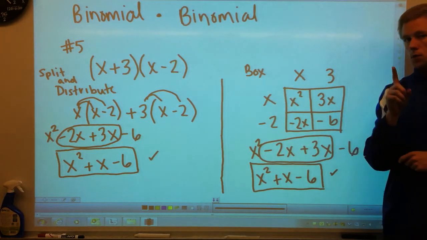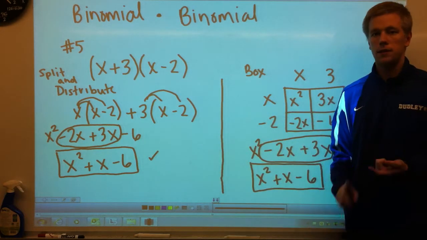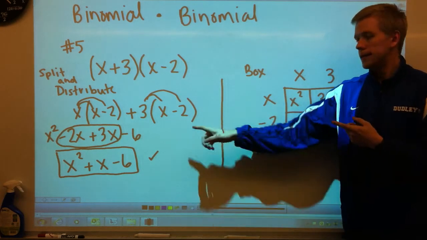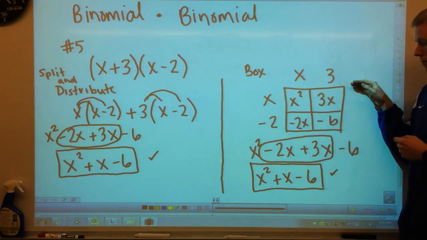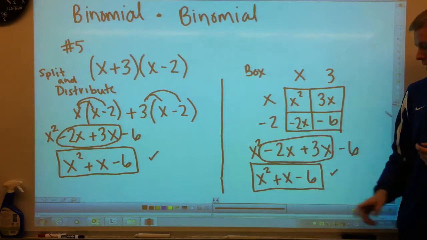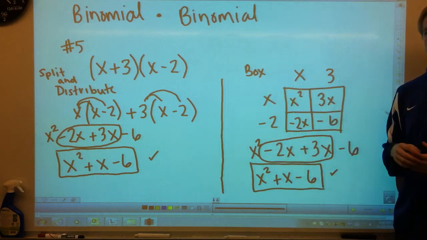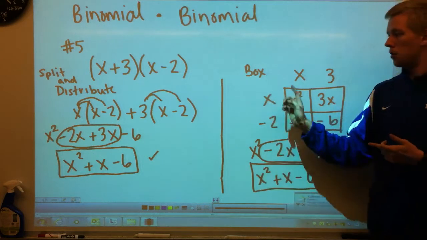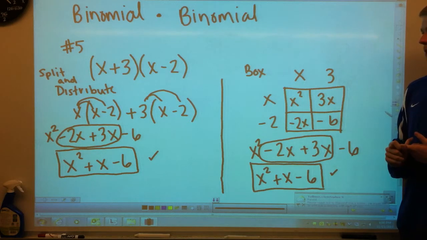So you need to pick whichever way you like and stick with it. If you like to split and distribute when we're practicing these, or when you're doing your homework, stick with that method. Don't go from split and distribute to box. If you like the box method, you like drawing the box and filling it in and pulling it out and simplifying things, then go with that. Don't go back to split and distribute. Copy down both, but pick whichever way you would like to solve these problems best.